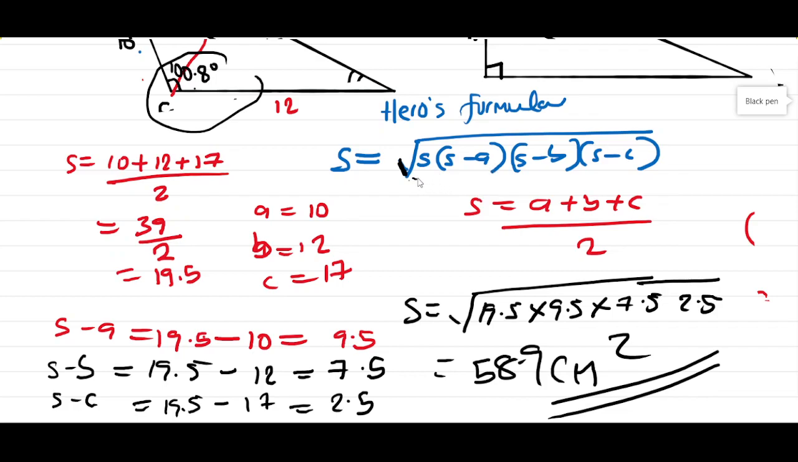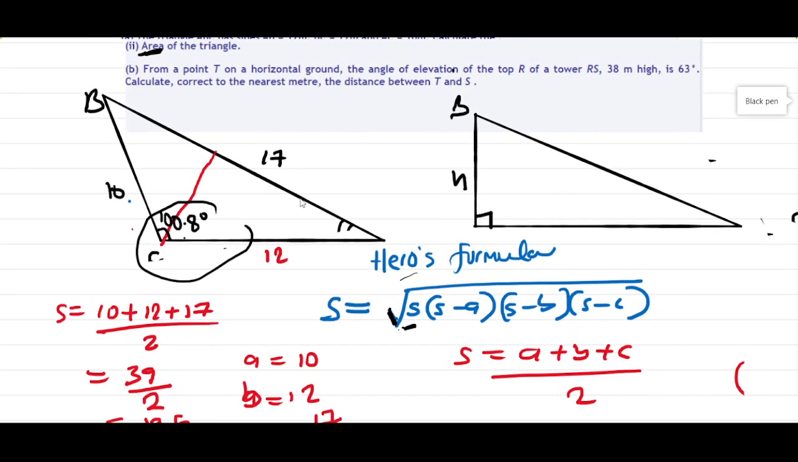If you know the formula, s is just a plus b plus c over 2. Once you put this in, you can get the area of any triangle you want. So you don't even need to know the angle at all. You just need to know these three sides, and you're able to get the area of that triangle.